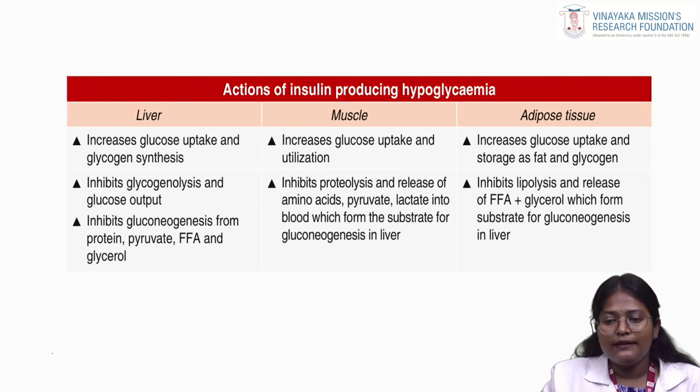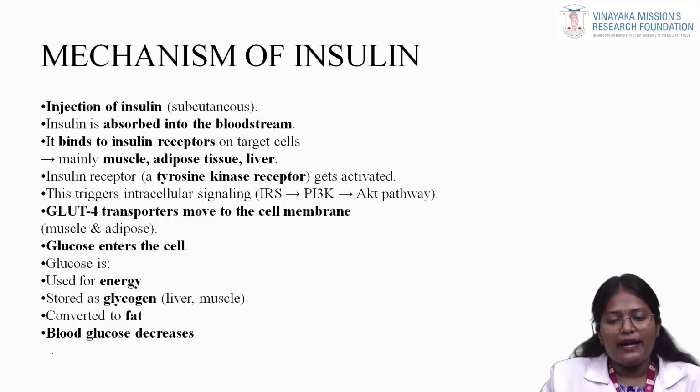In muscles, it increases the glucose uptake and utilization. It inhibits proteolysis and the release of amino acids, pyruvate and lactate into blood, which form the substrate for gluconeogenesis in the liver. Next in adipose tissue, it increases the glucose uptake and storage as fat and glycogen, and inhibits lipolysis and the release of FFA and glycerol, which form the substrate for gluconeogenesis in the liver. These are the processes which we have discussed earlier, and this is how insulin reduces the blood glucose level. This is the mechanism of insulin.